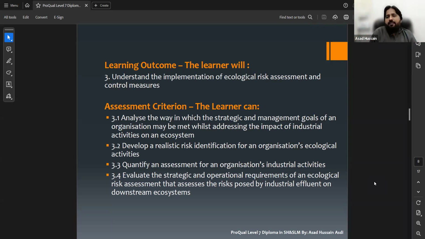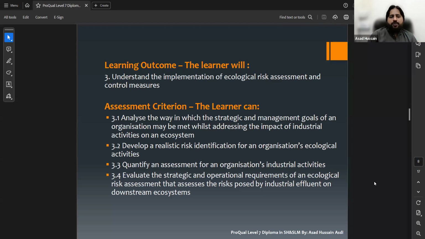So you can provide any evidence which confirms that your organization is not only working on production, on its aim and objective. They are considering health and safety and environment as a priority. They are considering health and safety and giving priority to the ecosystem. They are giving priority to the management system, the environmental management system. So that will be enough for this 3.1 assessment criteria.